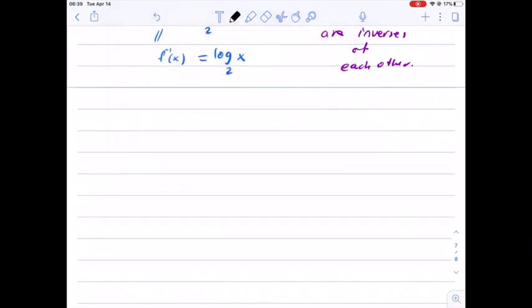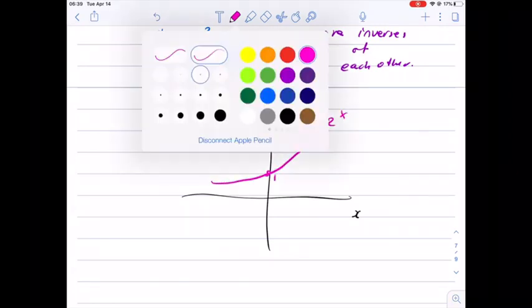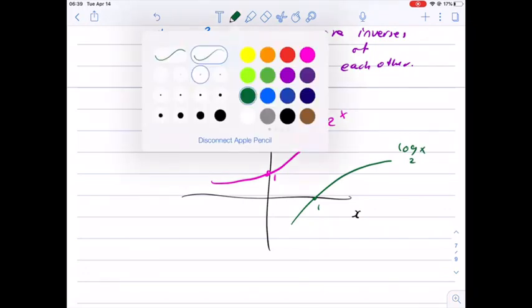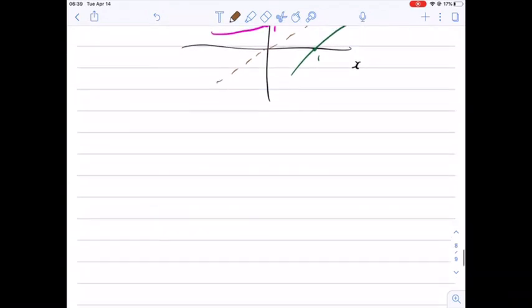Now, if you want to show this graphically, you can graph the two functions on the same graph. So this is x, this is y. The graph of 2 to the x looks like this. This is 2 to the x. And the graph of the logarithmic function, this is base 2 log of x. And as you can see, those are symmetric about the line y equals x. If the graphs of the two functions are symmetric about the line y equals x, then they are inverses of each other. This is how we prove it graphically.